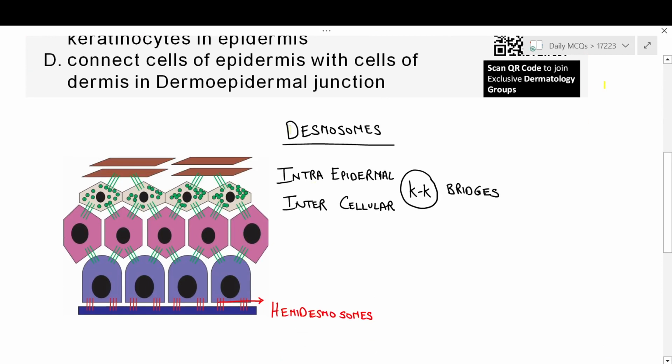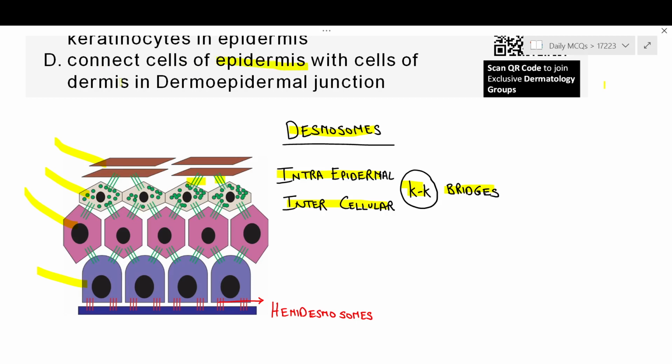So please remember friends, these green structures which you are able to see are the desmosomes, and these are the layers in the epidermis: stratum corneum, stratum granulosum, stratum spinosum and stratum basale. The green structures which are helping in connecting the keratinocytes with each other are the desmosomes, and you can define desmosomes as intraepidermal intercellular, that is, they are helping in connecting the keratinocytes which are adjacent to each other. So, intercellular keratinocyte bridges.